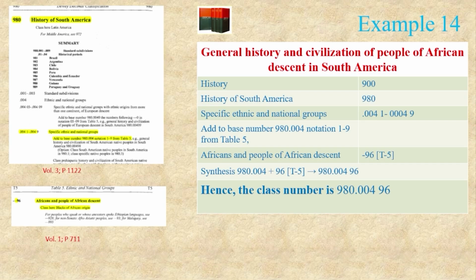0.0041-00049. Add to base number 980.004, notation 1-9 from table 5. So there is an instruction in the schedule. Africans and people of African descent, number is -96, that will come from the table 5, that is racial ethnic national groups. So synthesis for this class 980.004 plus 96, that is from table 5. Hence the class number is 980.00496. Here is also some screenshot for the learners.